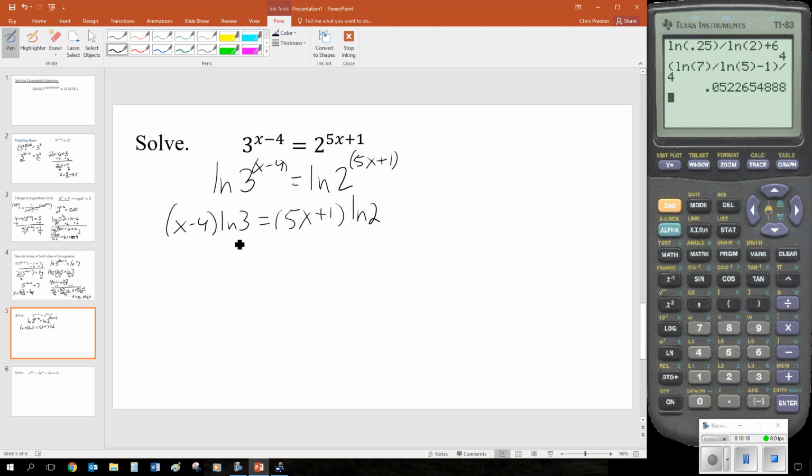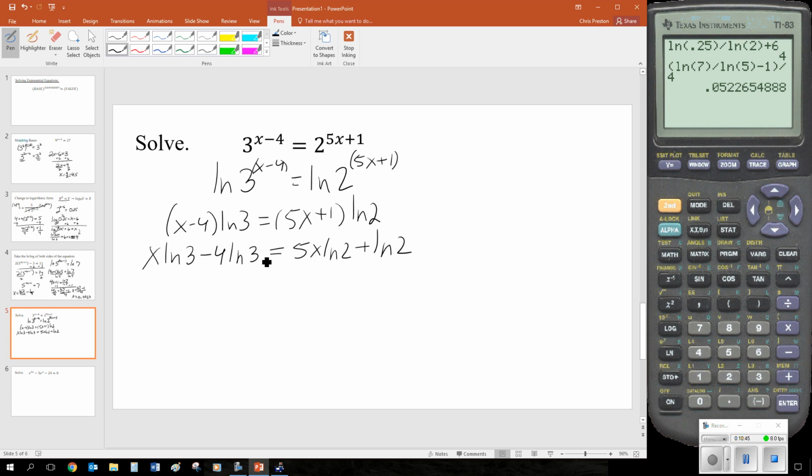Since I have two x expressions here, I'm going to make this look a little ugly at first, and then to make it look nicer, I'm going to distribute this natural log of 3, and I'm going to distribute this natural log of 2. So x natural log of 3 minus 4 natural log of 3 equals 5x natural log of 2 plus 1 times natural log of 2.